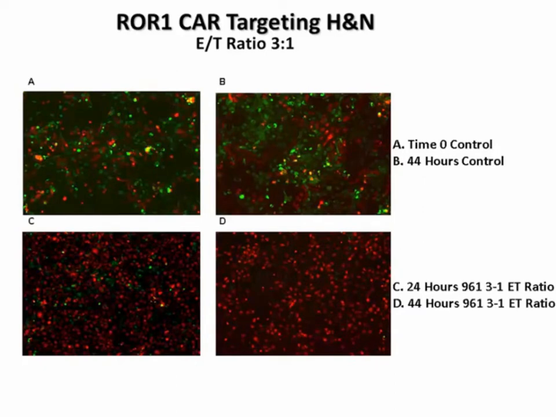Panel C is where we've now added our ROR1 CAR at a 3-to-1 E to T ratio. And you can see the green cells are starting to disappear. And by 44 hours, it's very difficult to find any green cells, and the red cells are packing together. You also see clear areas, though, because we're also getting non-specific killing.